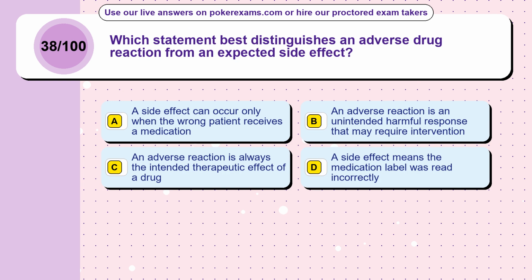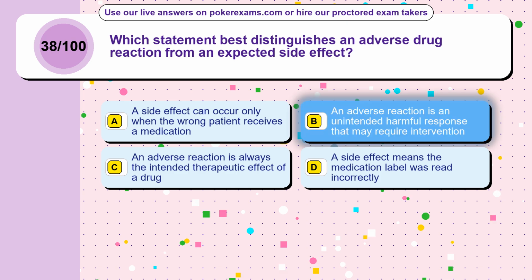Question 38. Which statement best distinguishes an adverse drug reaction from an expected side effect? Option A. A side effect can occur only when the wrong patient receives a medication. Option B. An adverse reaction is an unintended harmful response that may require intervention. Option C. An adverse reaction is always the intended therapeutic effect of a drug. Option D. A side effect means the medication label was read incorrectly.